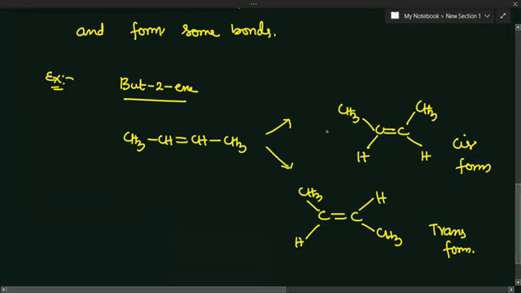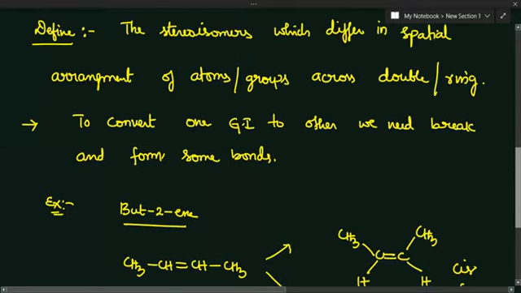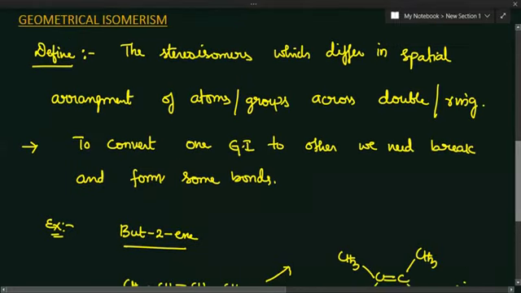So in this case, the methyl groups are differing in the spatial arrangement across the double bond. These are called geometrical isomers. The stereoisomers which differ in the spatial arrangement of atoms across the double bond or across the ring are called geometrical isomers.